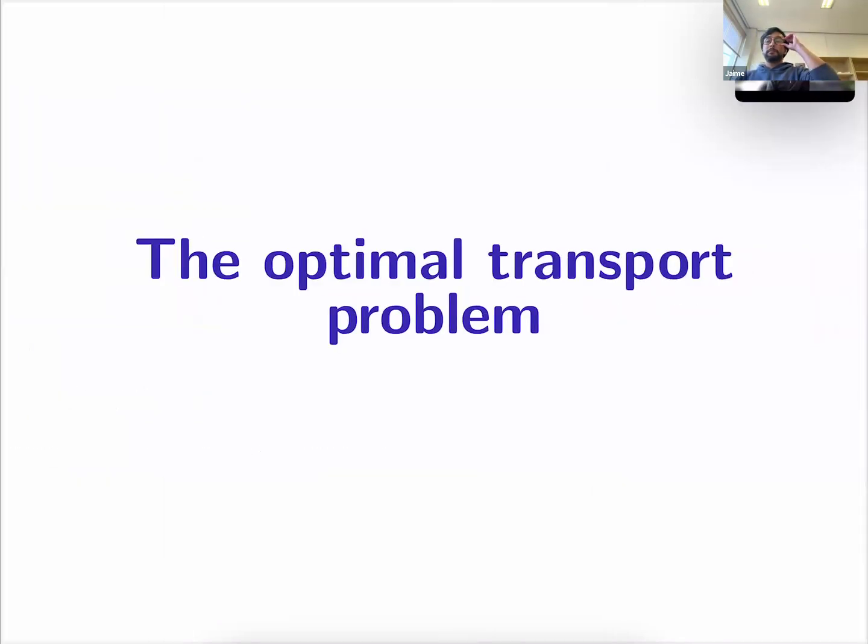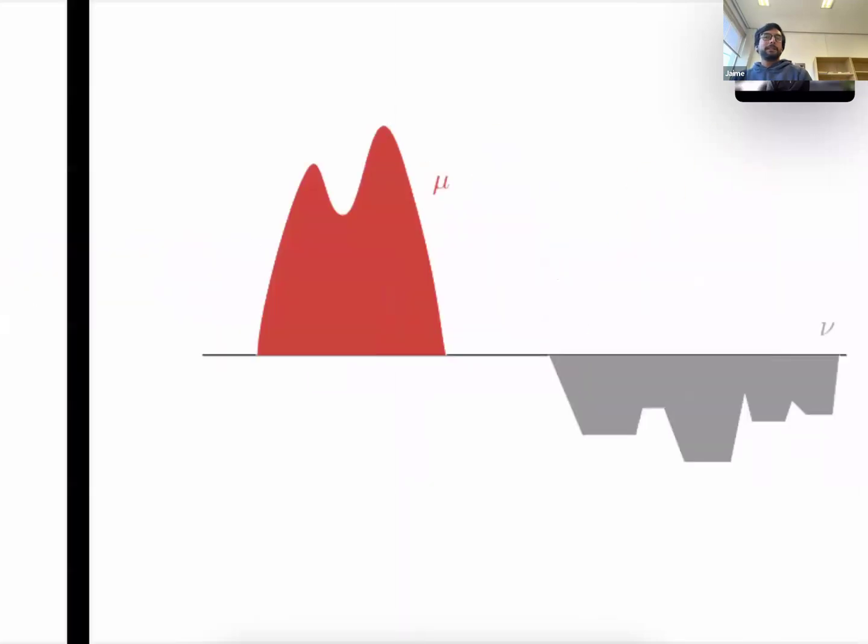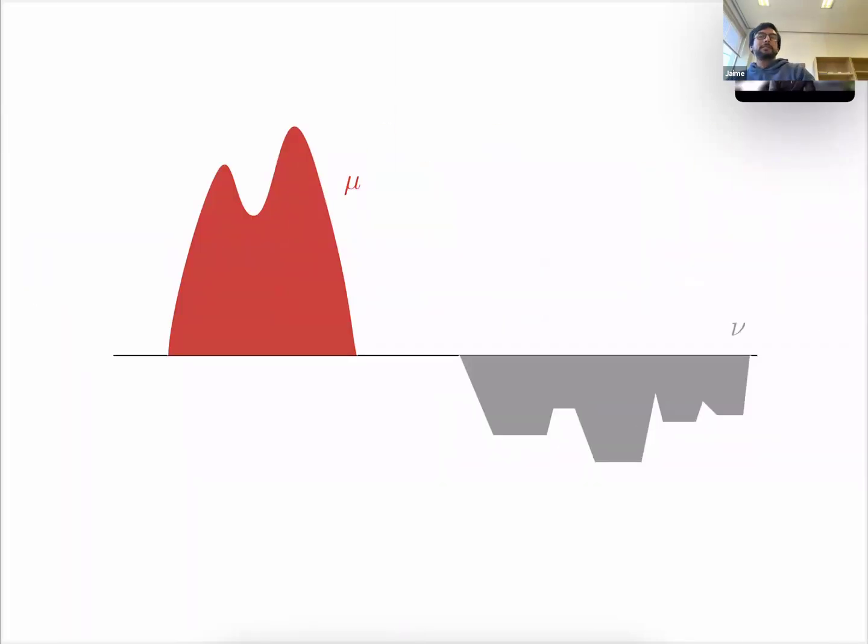So let's begin with the optimal transport problem. Assume we have this setting. You have in red a pile of sand, and you have on the right some hole. And these are modeled by probability measures mu and nu. Now you want to send all of the sand to the hole in order to fill it. And how do you do that?